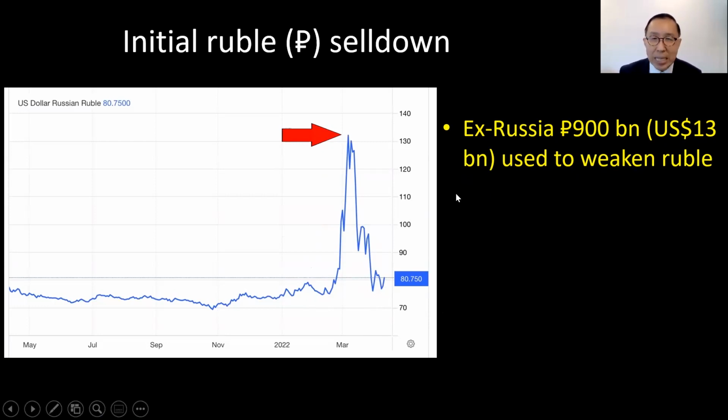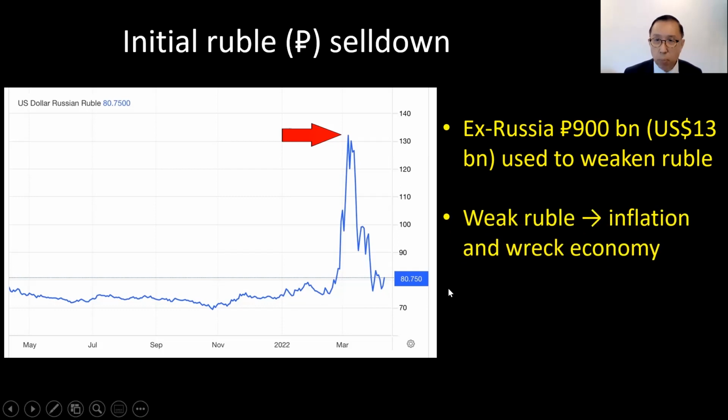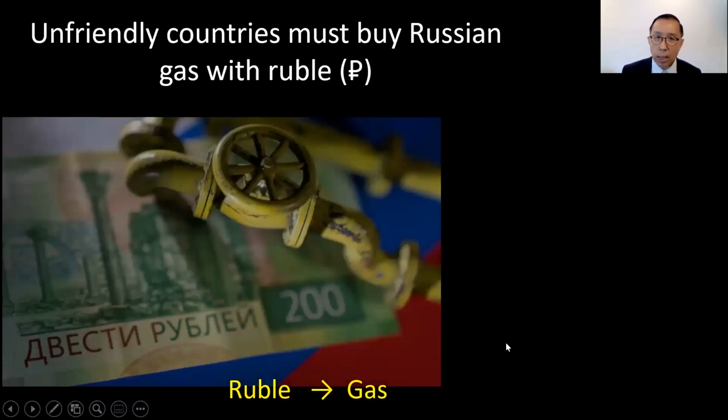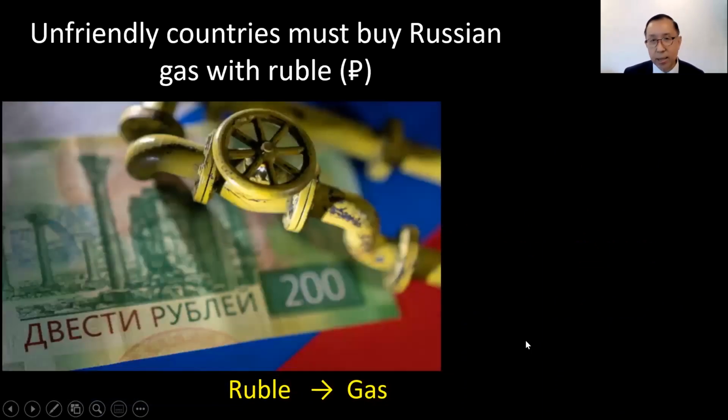Now, what's the purpose of weakening the ruble? Well, with a weak ruble, inflation will visit Russia and it will wreck the Russian economy. That was the intention. And of course, what the Russian Central Bank did was they raised the interest rates from 9.5% to 20%. Of course, in the past few days, they lowered it to 17% again. But the brilliant move, I think, is that Russia came out and said, those unfriendly countries, you must buy our gas using ruble. So if you want gas, you must have ruble. Okay? All the rubles outside Russia are gone, almost all.